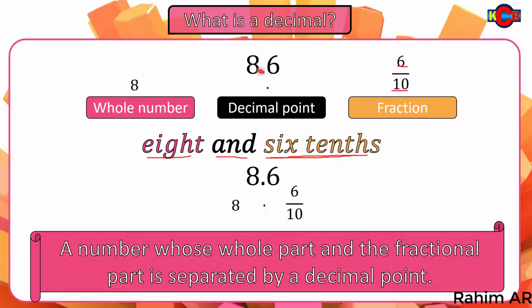So this is the decimal point here. Then before the decimal point, this is the whole part. And after the decimal point, this is the fractional part. As you can see, fractional part. This is the whole part. Okay, so this is the decimal number.